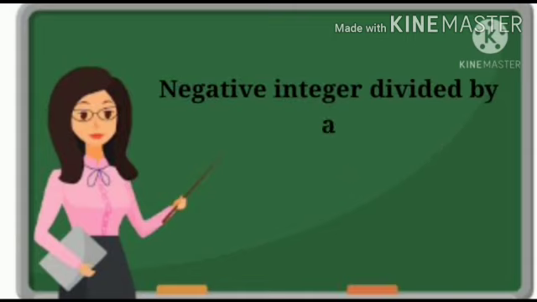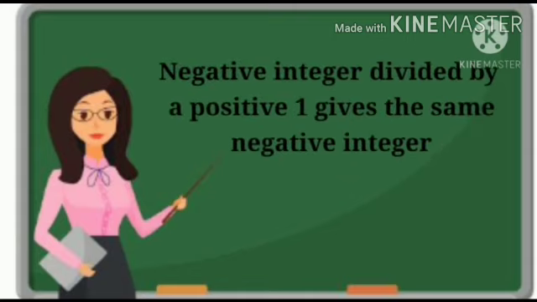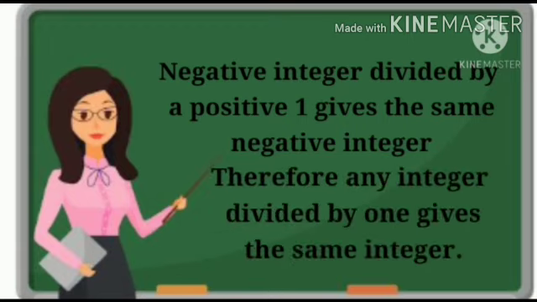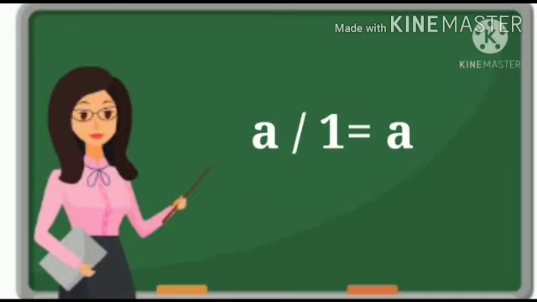This shows that a negative integer divided by a positive 1 gives the same negative integer. Therefore, any integer divided by 1 gives the same integer. In general, for any integer a, a divided by 1 is equal to a.